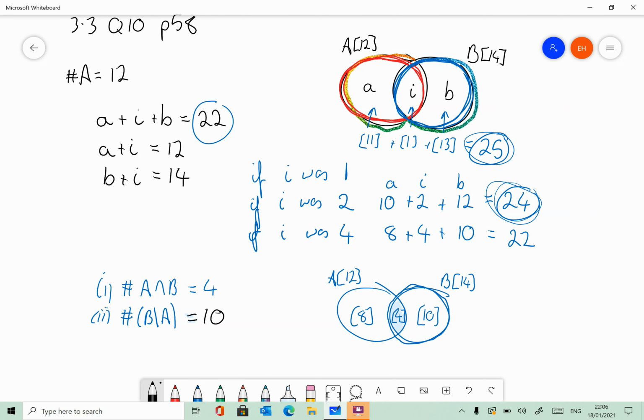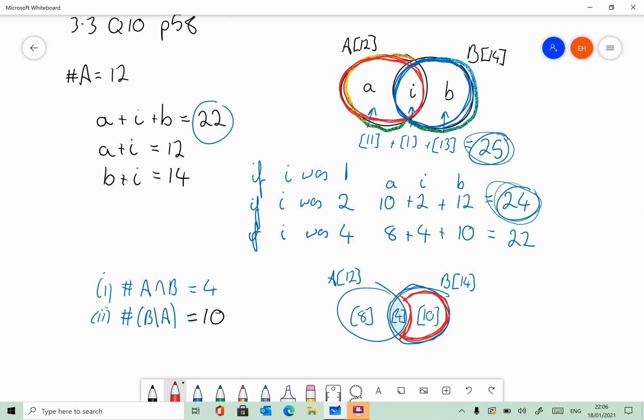So the size of B without A is just going to be 10. It's just this red zone out here. That's everything that's in B with everything that's in A taken out of that. So that was question 10.